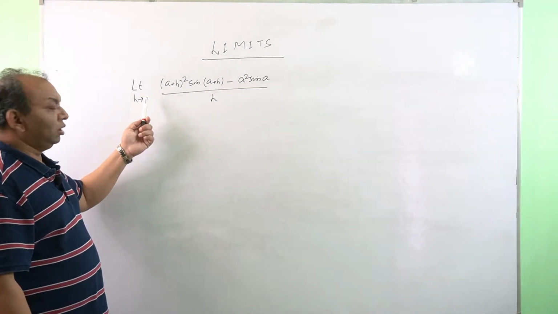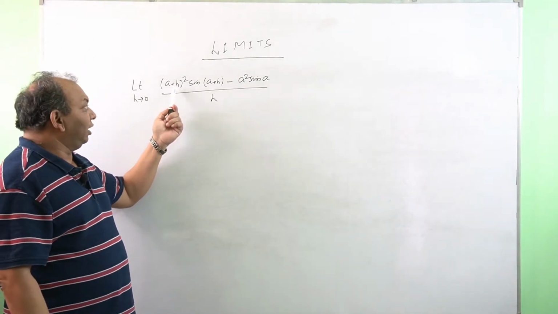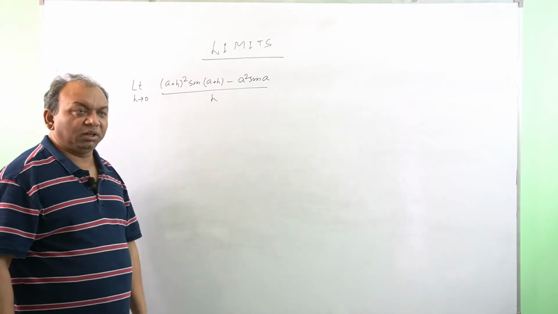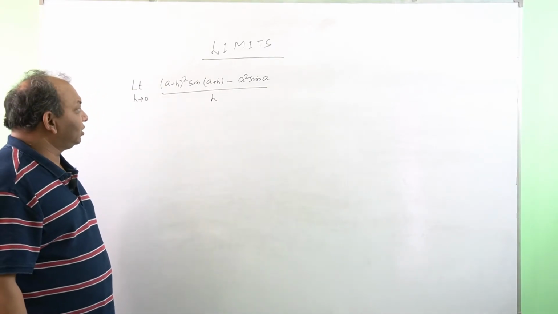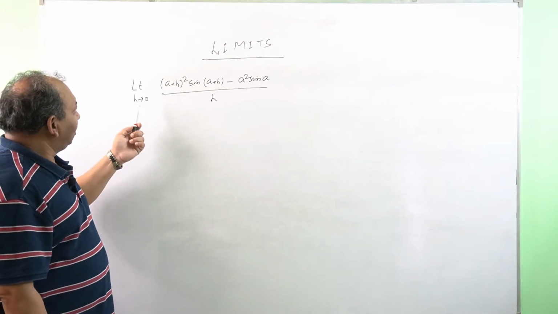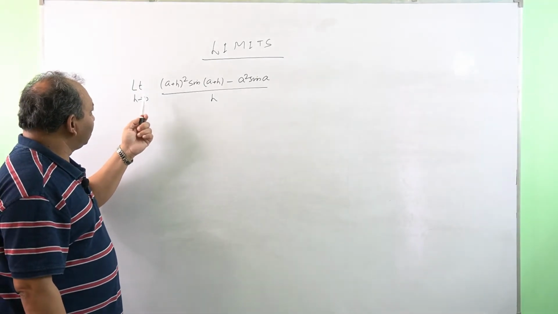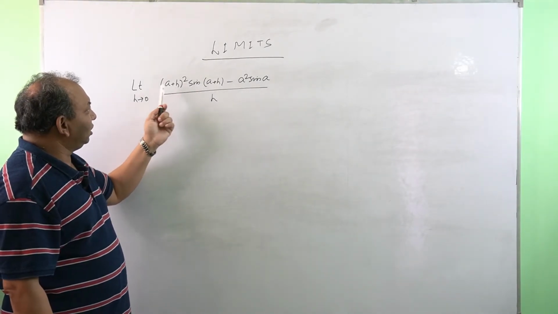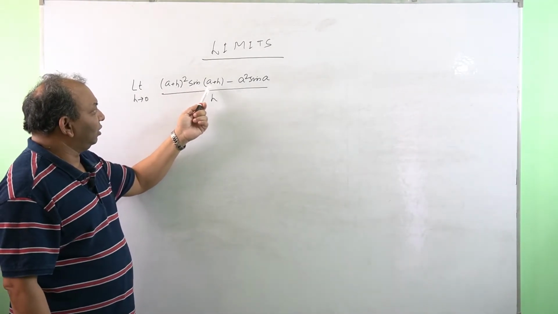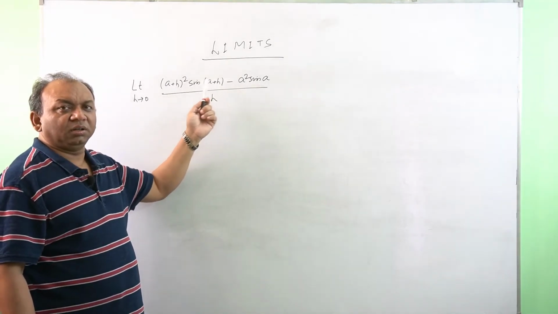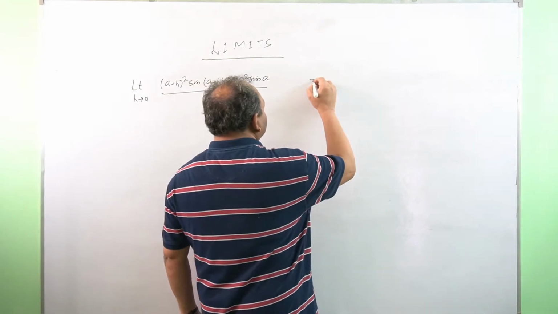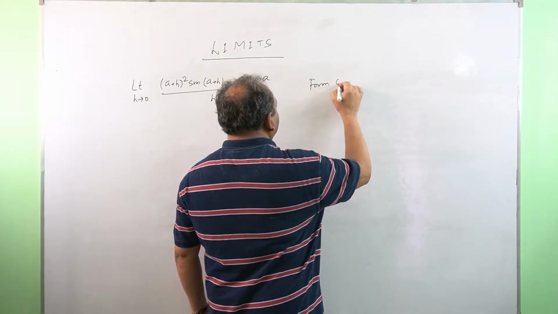The question is limit h tends to 0, (a plus h) whole square sine (a plus h) minus a square sine a, divided by h. If we put h equal to 0 in this expression, then it becomes a squared sine a minus a squared sine a, that is 0 by 0. So indeterminate form is 0 by 0.